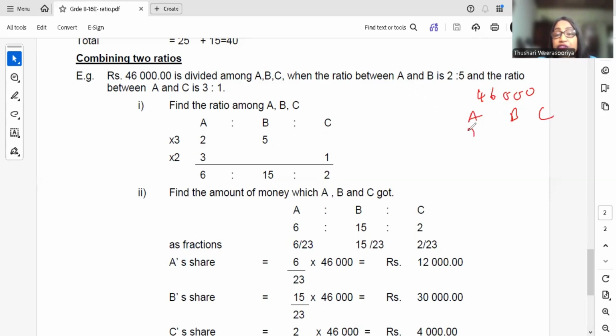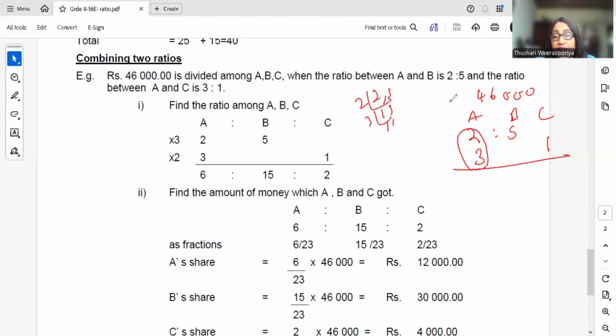A and B ratio is 2:5. The ratio between A and C is 3:1. Now I have to combine this. They have given it part by part. Right? To do the sum, you have to combine. Now see how to combine. Check the common column. This is the common column, A. And find the LCM of that. 2 and 3, LCM is 6.